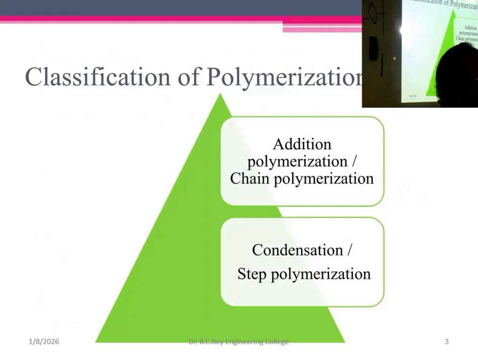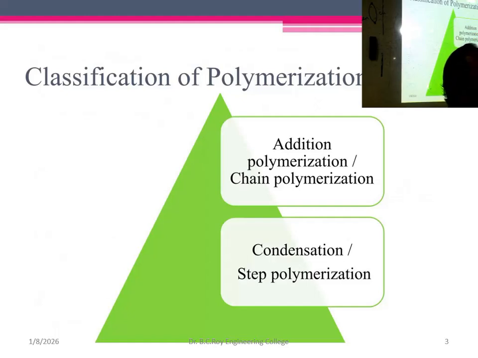Reaction is getting propagated, and last of all, it is terminated. So these three steps are there: initiation, propagation, and termination. Initiation is the formation of a radical, propagation is forming the chain, and termination means ending the reaction process. All the addition reactions happen in a very fast manner, and some catalyst is required, for example, Ziegler-Natta catalyst.